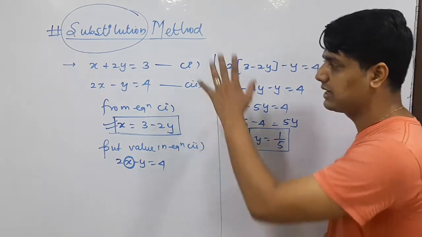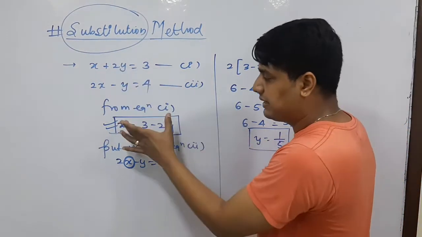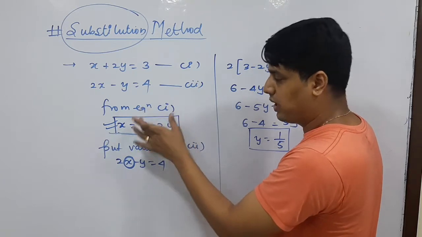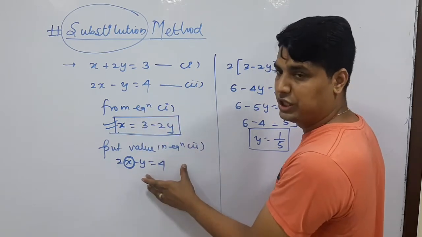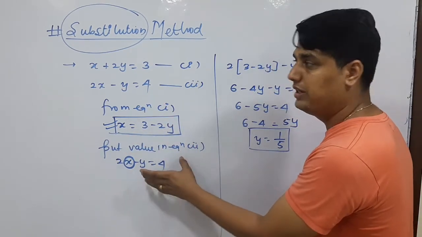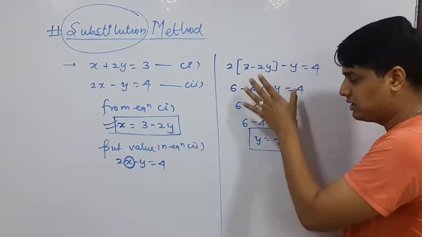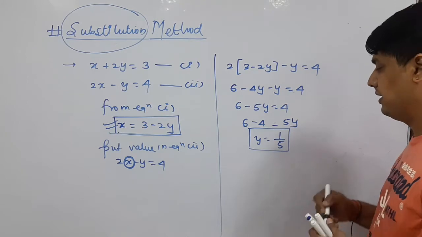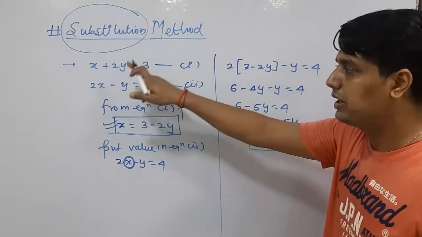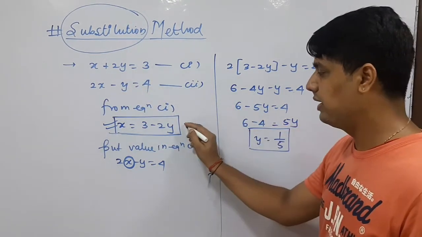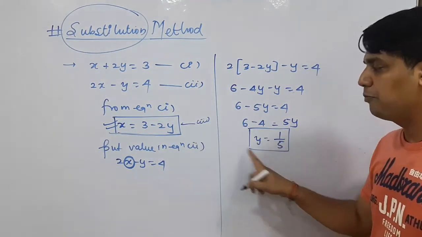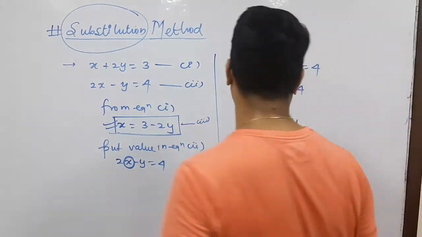Just look once again, we will revise this. We selected the variable from equation 1 and got the value of x from equation 1. We put the value in equation 2, simplified that equation, and got the value of y. Once we get the value of y, you can put it in equation 1, 2, or let's say equation number 3. You can put it anywhere. I will put this value of y in equation 3.